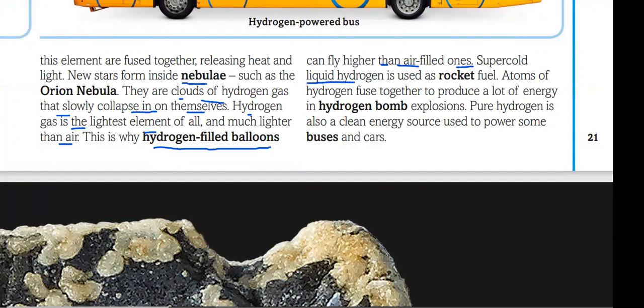Super cold liquid hydrogen gas is used as a rocket fuel. Also, atoms of hydrogen fuse together to produce a lot of energy, which is called hydrogen bomb explosions. And moreover, a most important and significant role of hydrogen is that pure hydrogen is also a clean energy source. It powers some buses and cars.